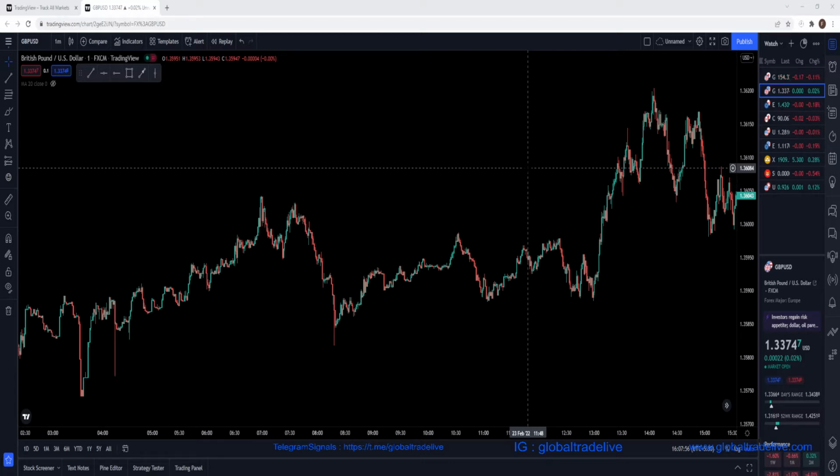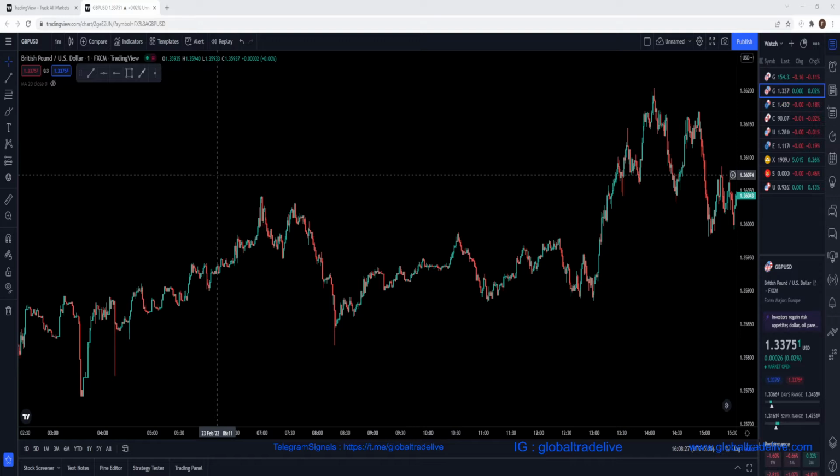POI stands for point of interest. Somebody says POC is point of control. So what the POI is: it's the price on the chart where the big institutions or banks, the big fish, insert liquidity into the market. That's the simple form of it. So without wasting any time, let's get started.